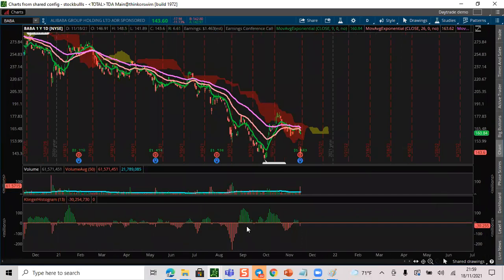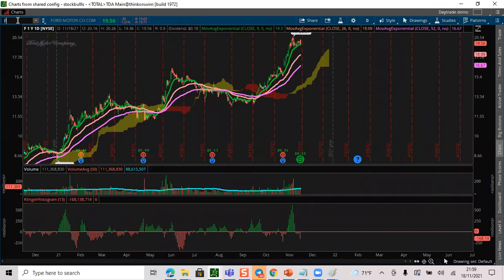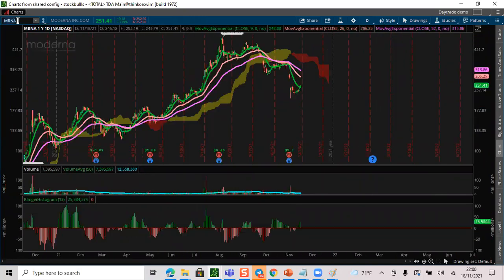Still, Baba is still bearish, and I would like to see what stock has been recently breaking out above. Ford is already up. That's fine. Yeah, I think Moderna. Yeah, okay.